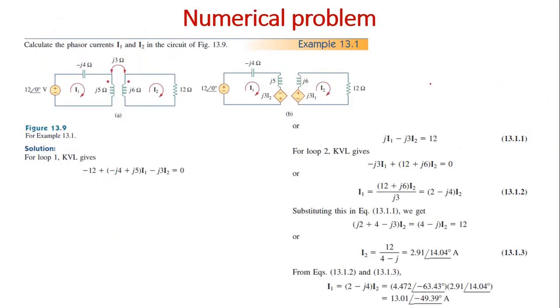Next we will discuss a numerical problem. Then it will be somewhat clear. So here, calculate the phasor currents I1 and I2 in the circuit shown. This is the circuit given. The given circuit is in frequency domain, no problem. But first we have to derive the equivalent circuit. We have coupled coils here. So let us derive the equivalent circuit first, right?